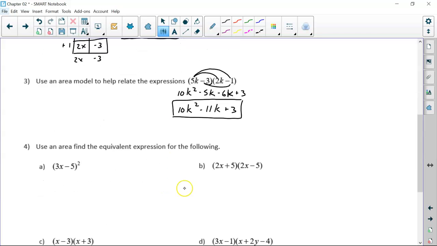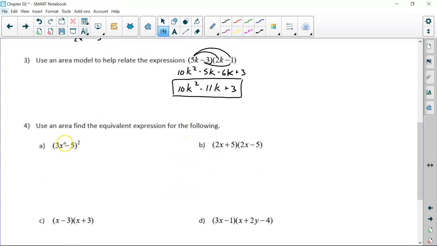Now for part 4, A. (3x - 5)². Now that falls in the case of (a + b)². It's one of our special cases. So we get a² + 2ab + b². This is a quicker way to square binomials. Square the first term. When you square 3x, you get 9x². When you square negative 5, you get plus 25. And now the middle term is 2 times 3x, which is 6x, times negative 5 is negative 30x. And there is our equivalent expression.